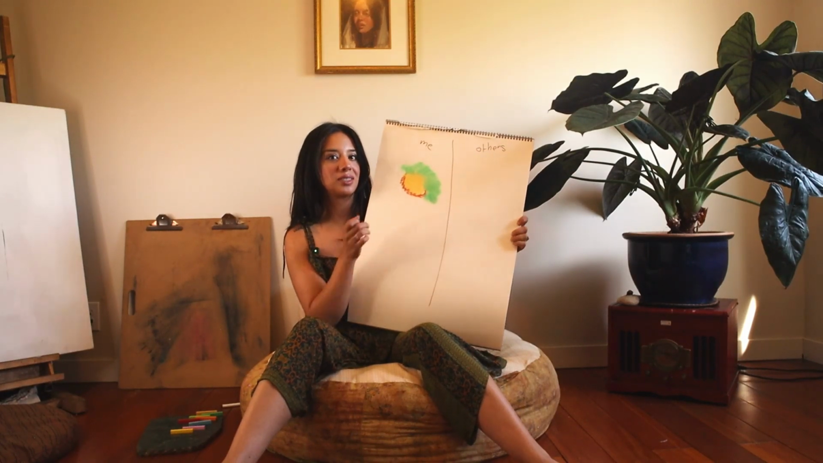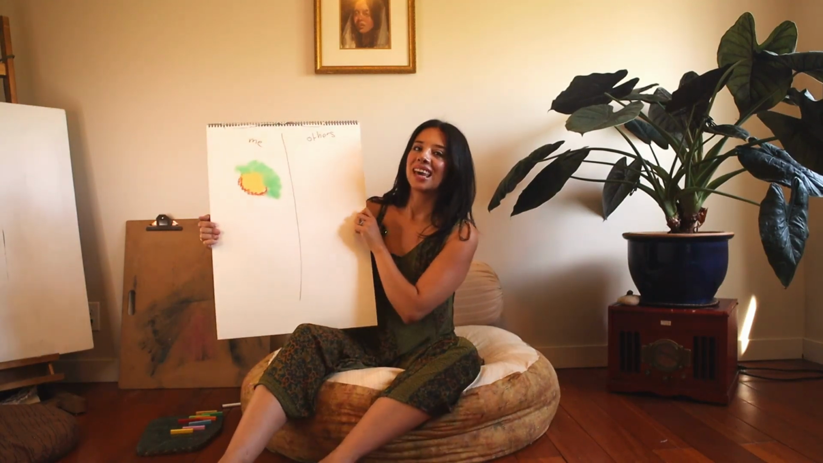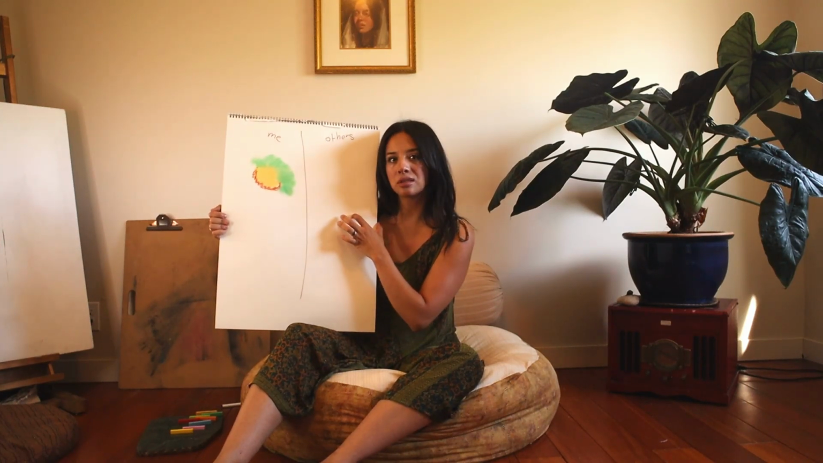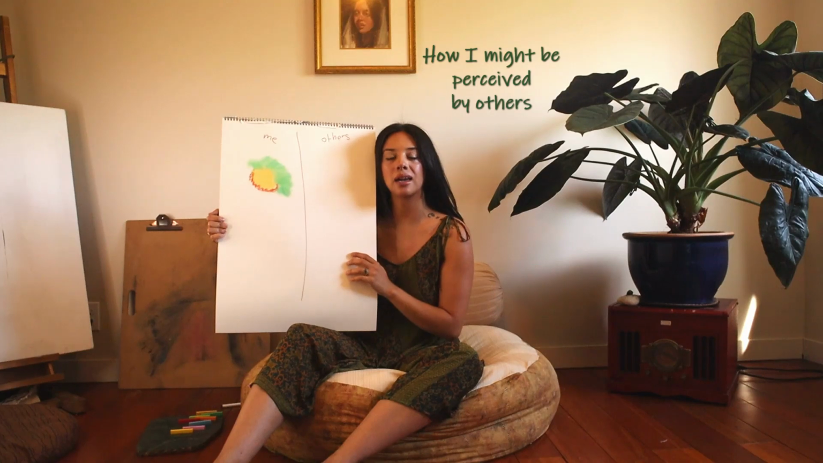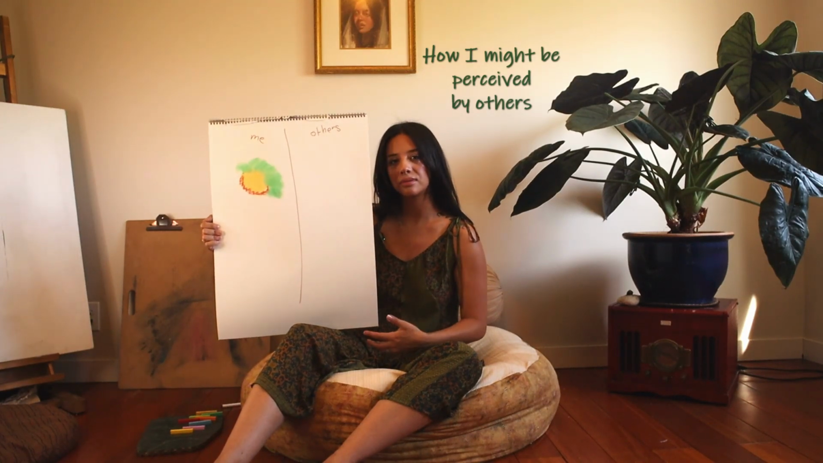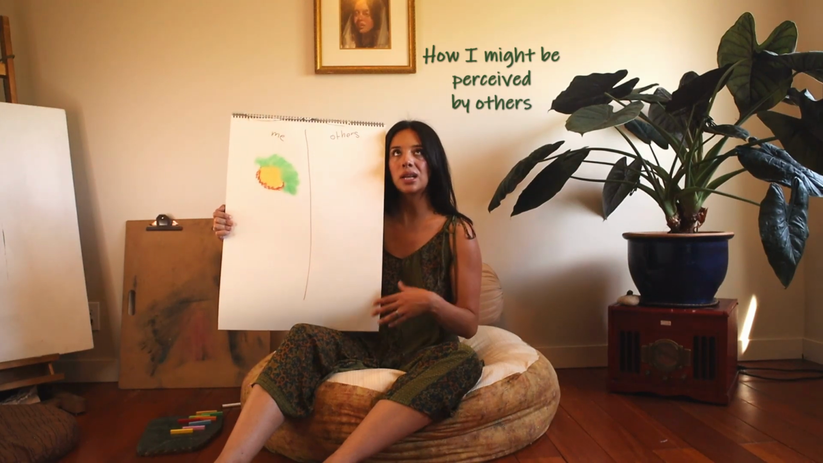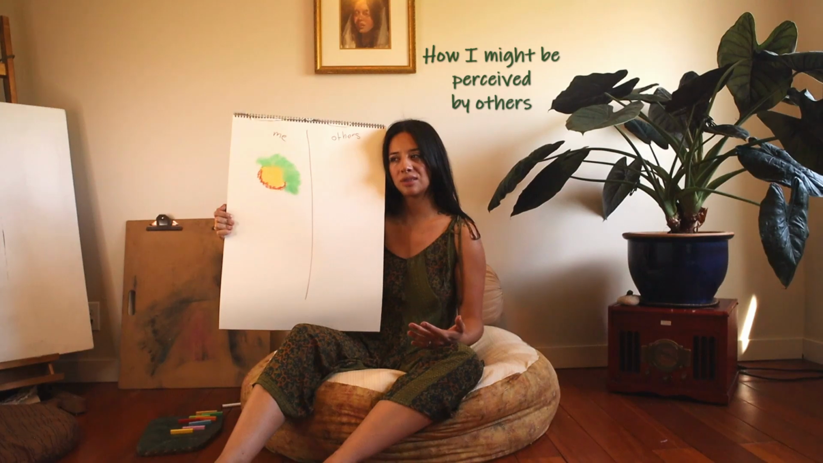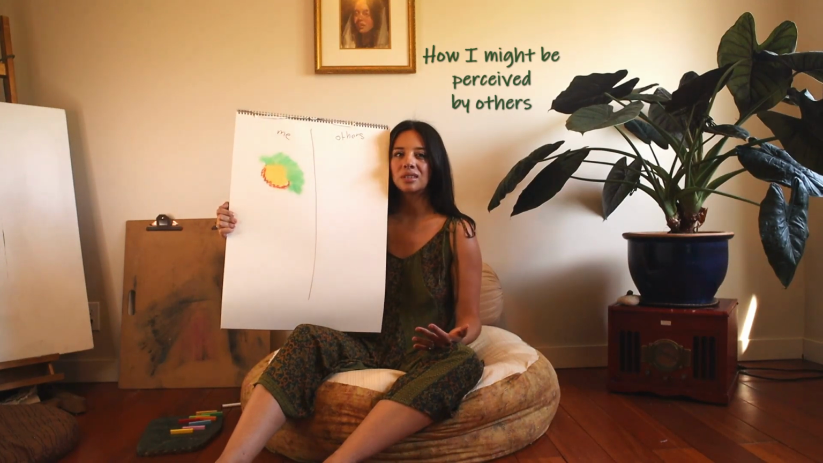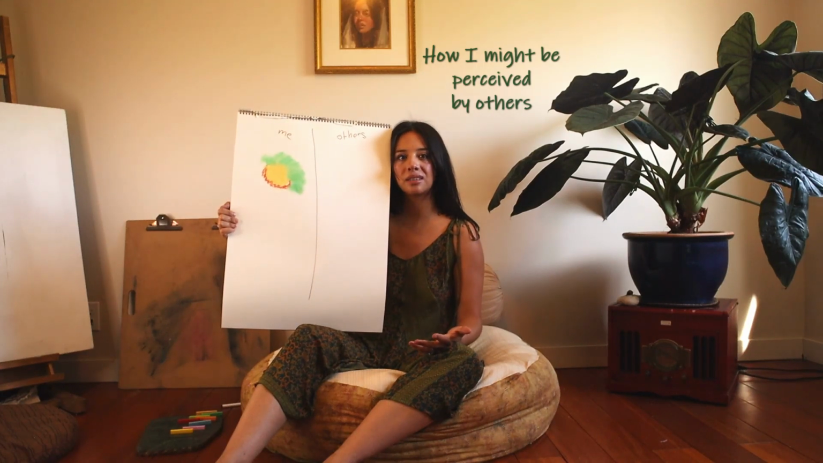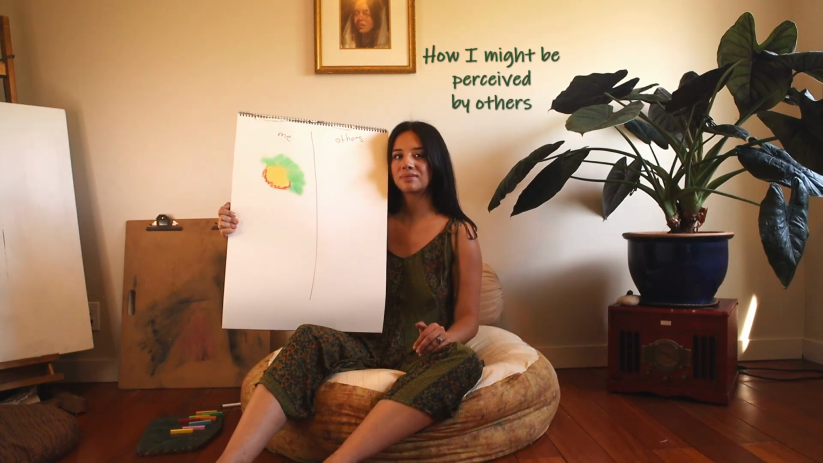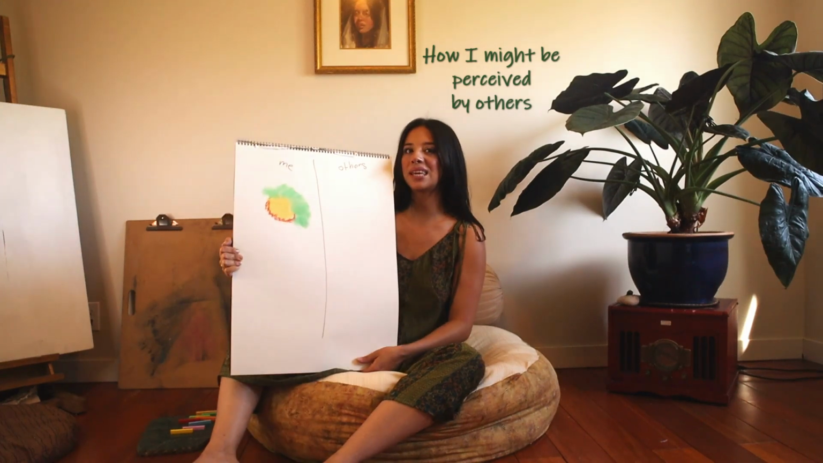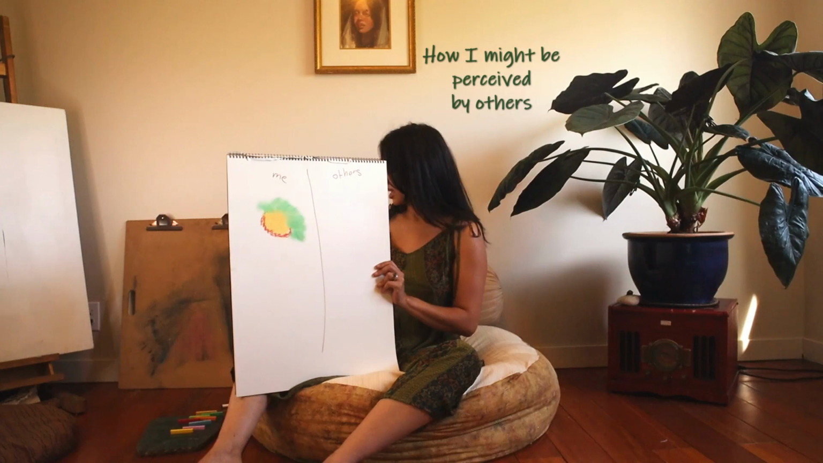We're going to shift to the second side of your page. This side explores something slightly different. This is how others might experience you. Not who you truly are on the inside, but the impression you might give off. You might ask yourself, when I walk into a room, what energy do I think people notice first? What do people tend to comment on about me? What parts of my personality seem most visible to others? Using color again, begin adding whatever feels like it represents that perception.